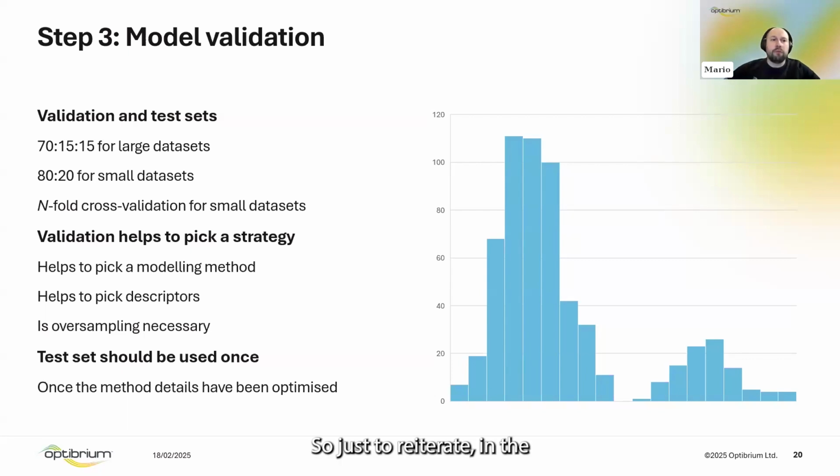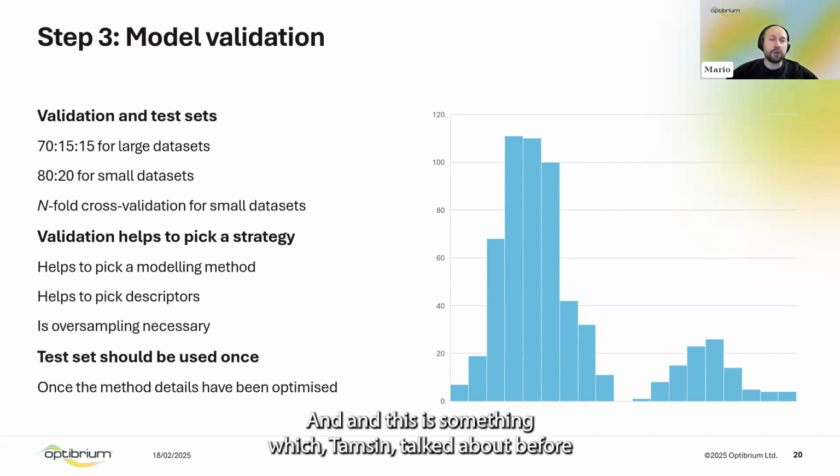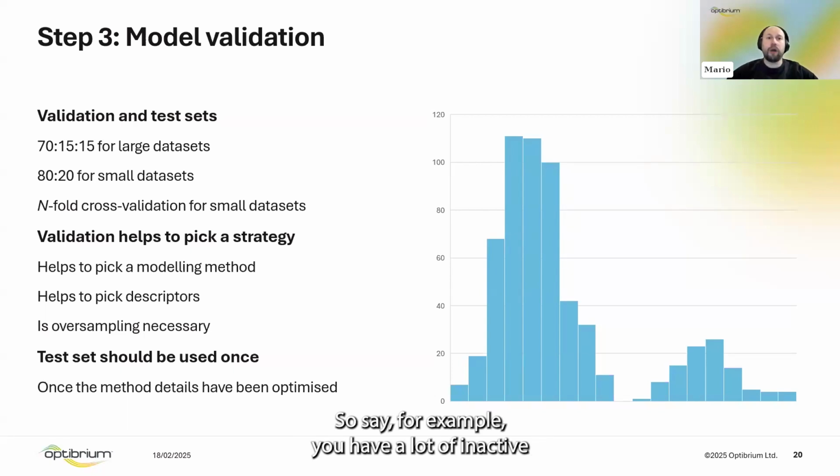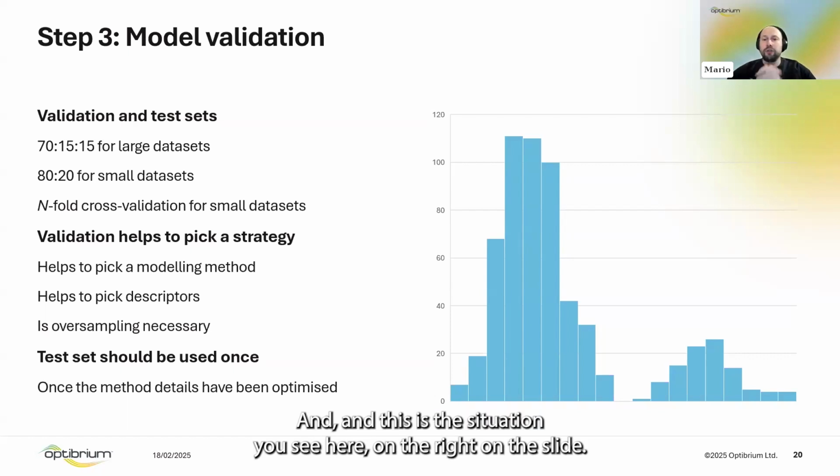So just to reiterate, in the perfect case, we do the split 70, 15, and 15. And the middle 15%, or the validation set, helps us to pick a strategy. It helps us to pick a modeling method. It helps us to pick the descriptors. And sometimes it also helps us to understand that, hey, maybe we need to oversample our data. This is something which Tamsin talked about before, that sometimes the data is really unbalanced. Say, for example, you have a lot of inactive compounds and not a lot of active compounds. This is the situation you see here on the right on the slide.